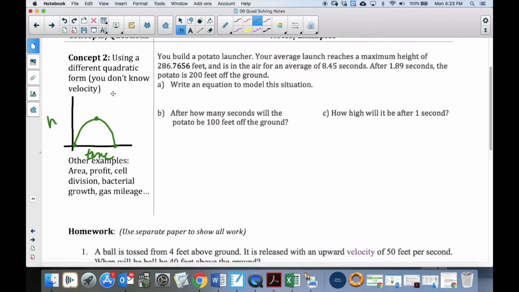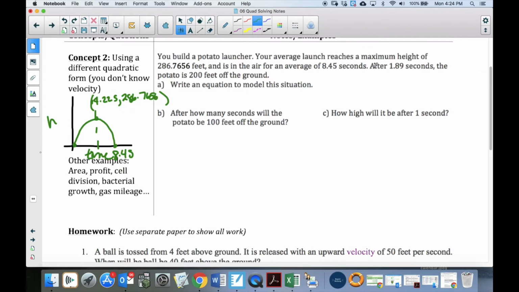So the max height is 286.765, and the average time is 8.45 seconds. Well, wait a second. 8.45 seconds, that's going to be over here. Well, what's half of 8.45? Because whatever is half of 8.45 is going to be where the vertex is. And half of 8.45 is 4.225. And then the height at that point is 286.7656. Write an equation to model this situation.